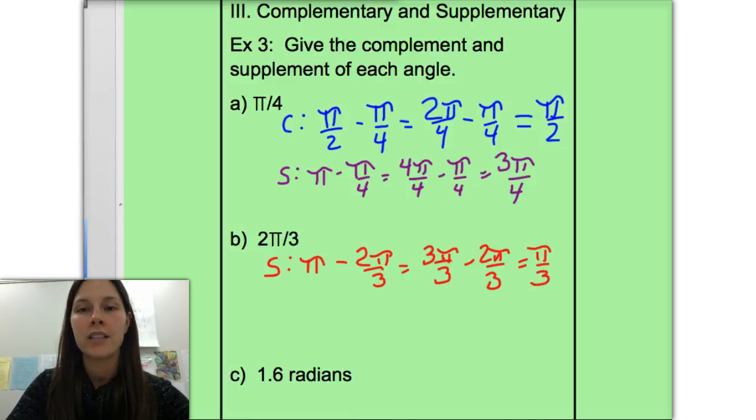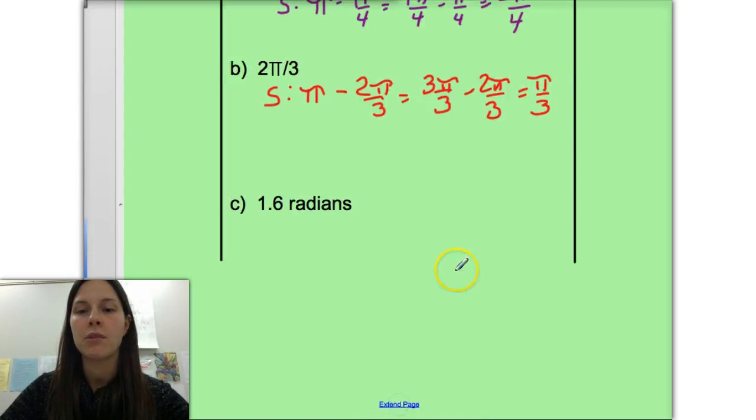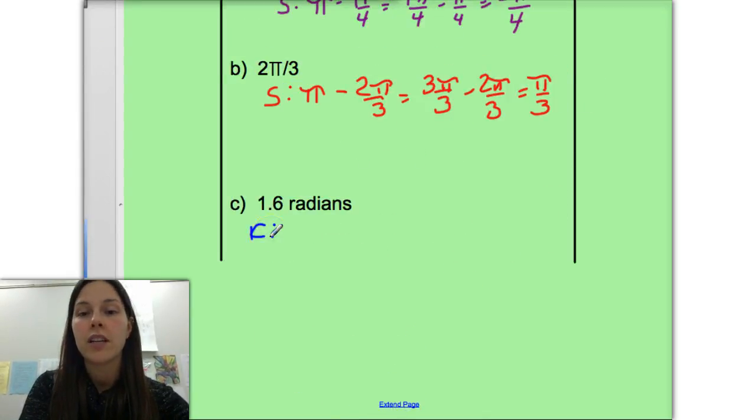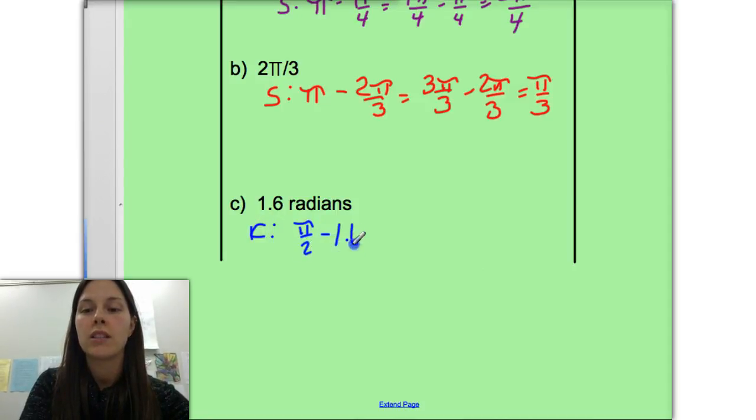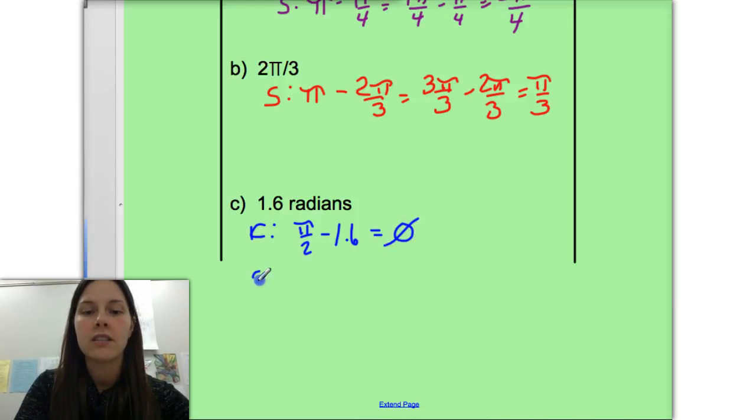And finally, our last one is 1.6 radians. This is not in pi units, so we may have a hard time figuring out if this has a complement to begin with. So one way to find out is to take pi over 2 and subtract 1.6. Go ahead and punch this in on your calculator because that 1.6 radians isn't in pi units. We will go ahead and get a decimal for this one. In this case, it was negative, so there is no complement for 1.6 radians.